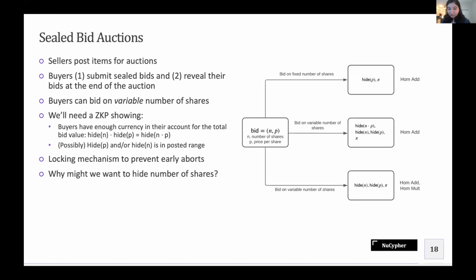And on the right here, you can just kind of see a diagram showing what a bid consists of, as we stated earlier, number of shares, price per share, and different ways of bidding. Whether you're bidding on a fixed number of shares, in which case you need fewer pieces of information, or if you're interested in bidding on a variable number of shares, and how that might work depending on if you have fully homomorphic encryption or not.